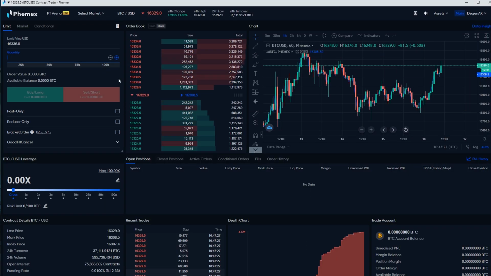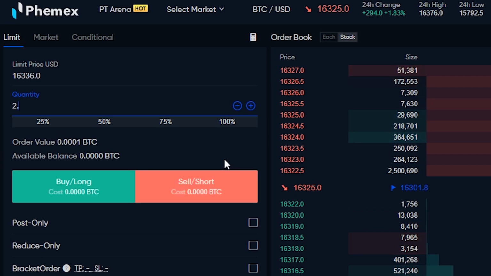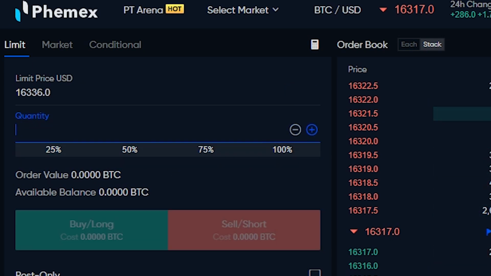2.0134. Now, if we go back to the exchange, we can see that the input quantity is in US dollars. So if I put that 2.01, you can't even put that 2 point anything. So if you put 2 in, immediately it's an order value of 0.001 BTC. So we need to translate this into US dollars. And that's very simple to do.